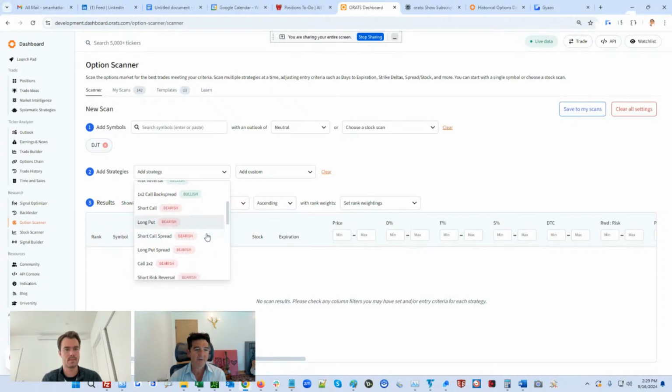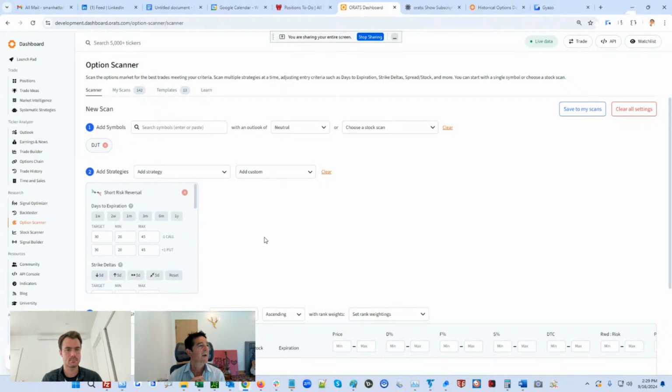Yeah. Short risk reversal. Very good. So a risk reversal is basically just stock. They're saying reverse the risk to the options, but a short risk reversal is short stock. So we're essentially going to be doing a short stock. I'm going to make it like a week to, I don't know, 66 days.